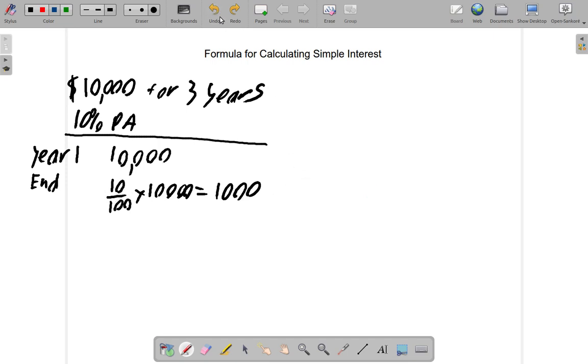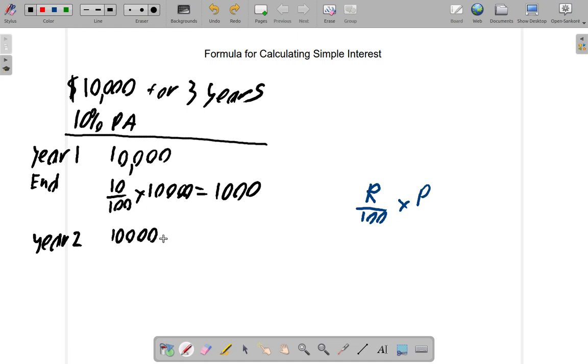Alright, let me follow this pattern. The rate, 10% over 100 multiplied by the principal. Okay, good. So that's what happens throughout year 1. Year 2 now. What happens throughout year 2? You start out with the same $10,000. It's simple interest, so it's a fixed deposit. You don't touch the $10,000. It is fixed.